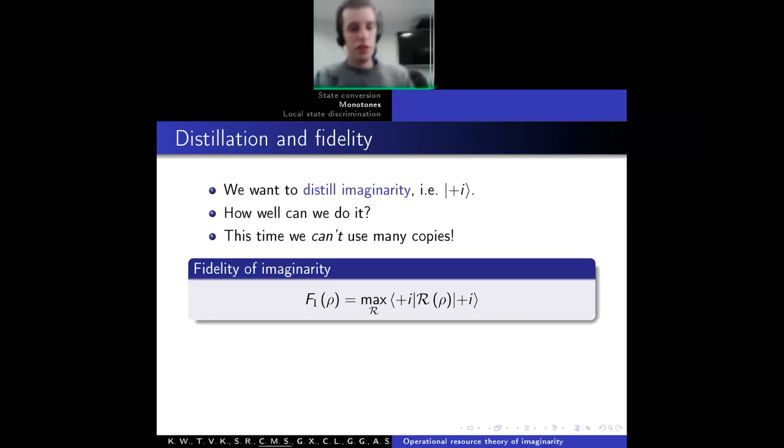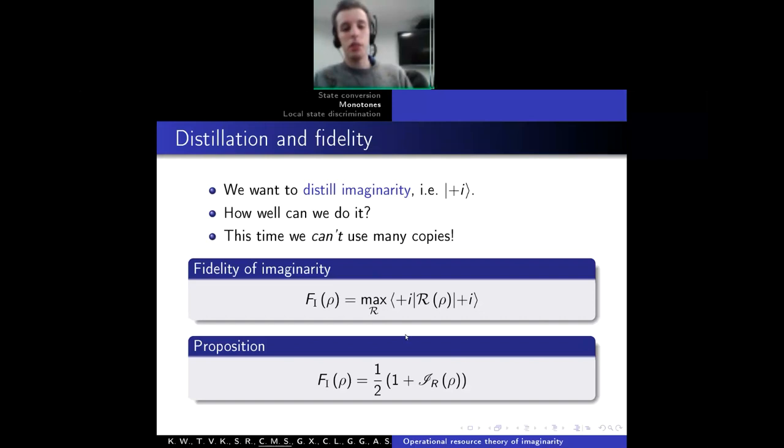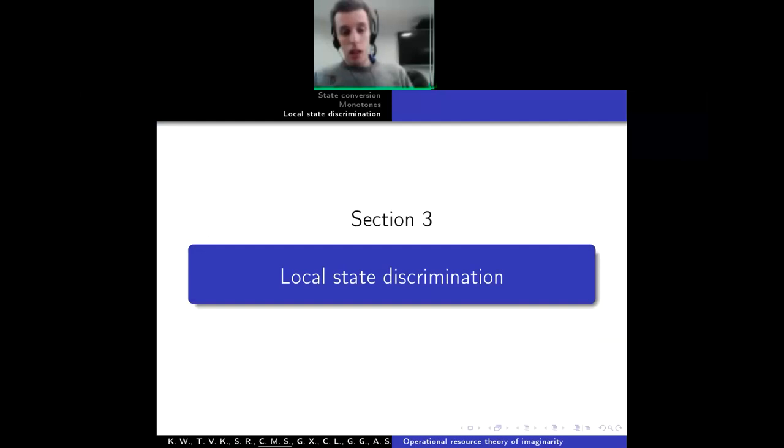So from this point of view, we prefer to consider something slightly different, which is the fidelity of imaginarity. Essentially it quantifies how close we get with the real operation R to the maximally imaginary state. So we maximize the fidelity, which is calculated here, over all possible real operations. And again, with a little bit of effort, we can show that this fidelity of imaginarity is closely related to the robustness of imaginarity, because it's simply given by a rescaling of the robustness of imaginarity.